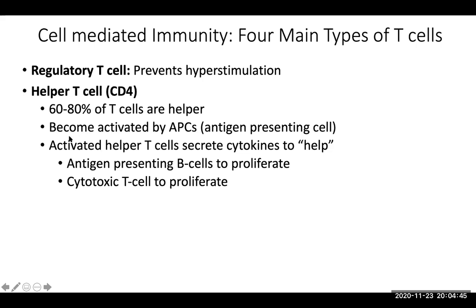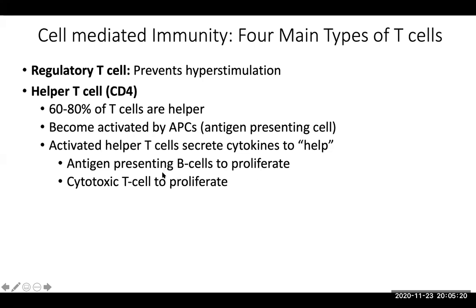And then once the T cell is activated, it will go tell either a B cell or a cytotoxic T cell. And if that B cell or T cell also encountered that antigen, it's basically saying, hey, I found this antigen. And the B cell says, yeah, me too. And then they both just proliferate and start doing their job very quickly so that you can fight this infection.